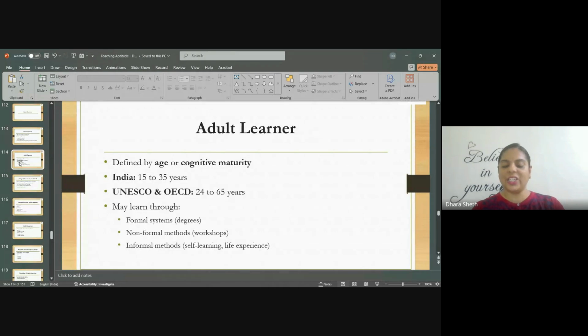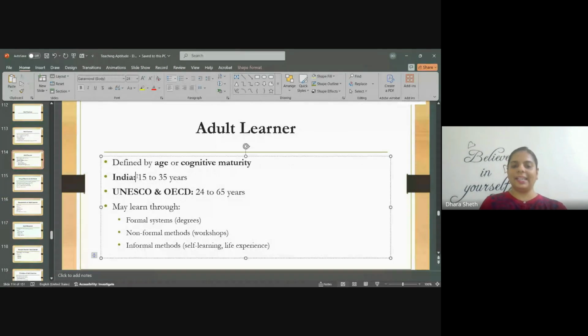It is defined by age or cognitive maturity. UNESCO says it is 24 to 65 years. But in India, after the age of 15, we start considering children as kind of adults in terms of their thinking processes. They learn through formal systems, degrees, non-formal methods, workshops, and informal methods, life experiences. Okay, this was the classification we talked about.